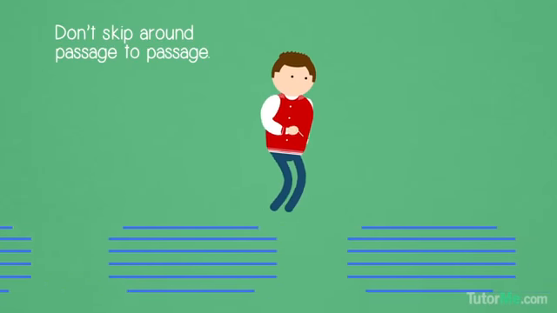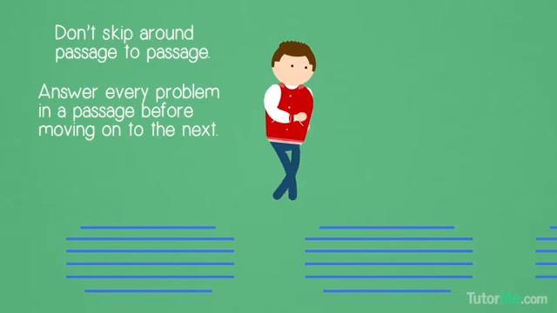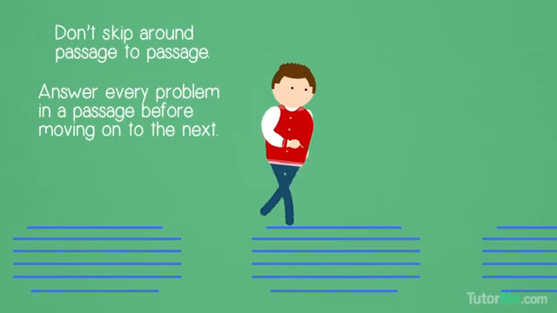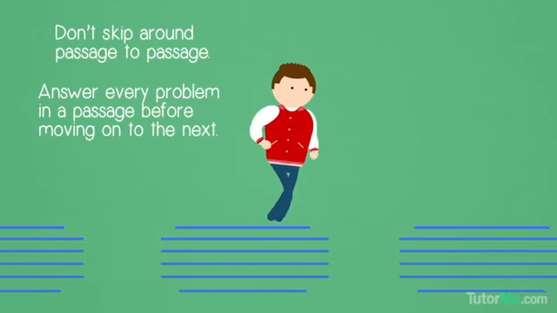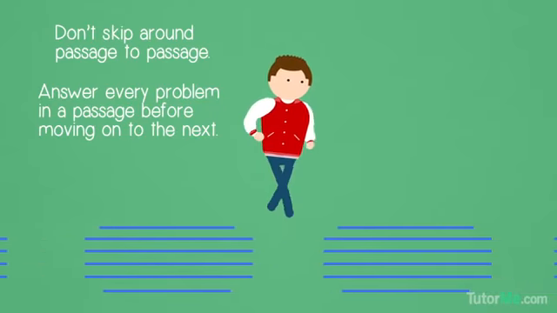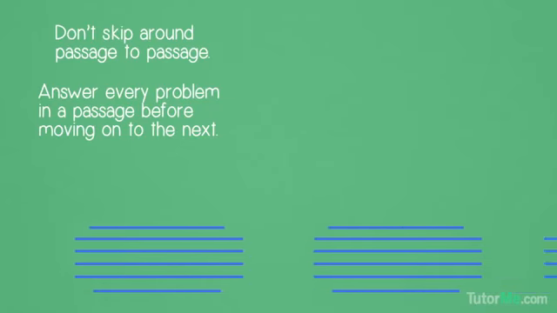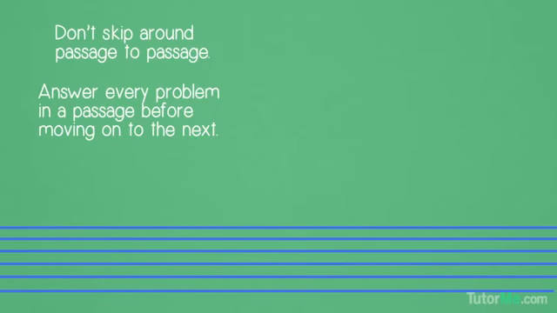Don't skip around passages. Answer every problem in a passage, even if this means guessing, before you move to the next one. Skipping around from passage to passage can be detrimental to your score, as all the experiments will start to blend together. It's important to focus on one at a time without skipping back and forth between all 7.